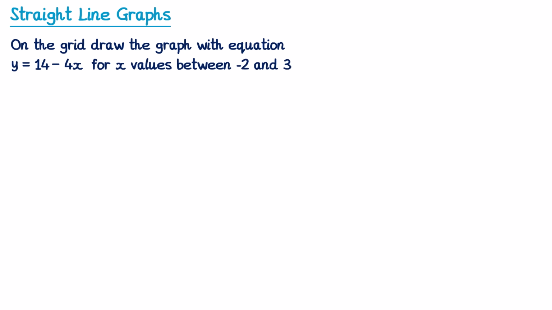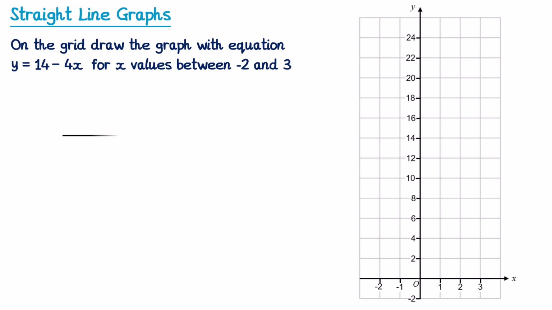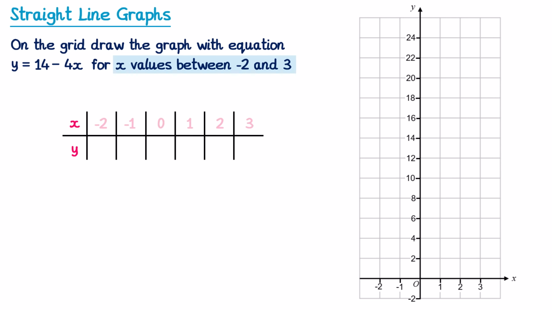Now let's have a look at a second example where there's also a negative. So y equals 14 minus 4x, and for x values between negative 2 and 3. So let's draw out the table of values, and we've got x and y, and the x values are given in the question. They go from negative 2 to 3, and we'll use this equation here to generate the y values.